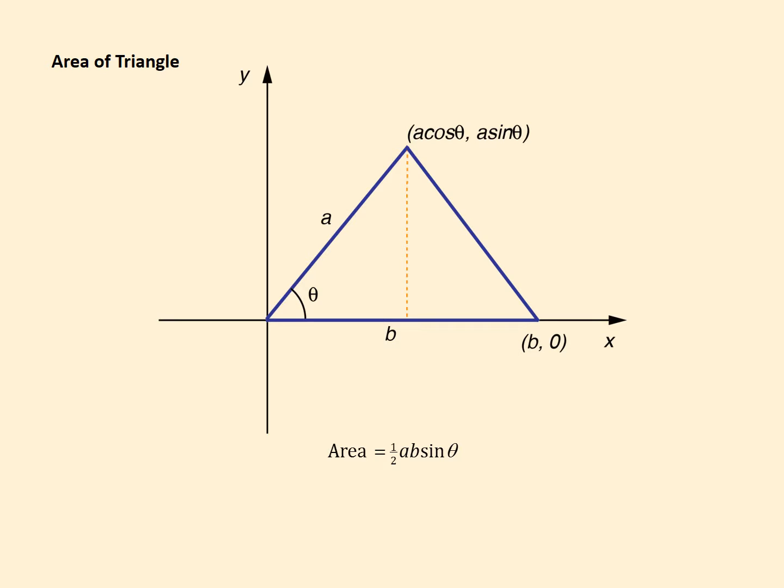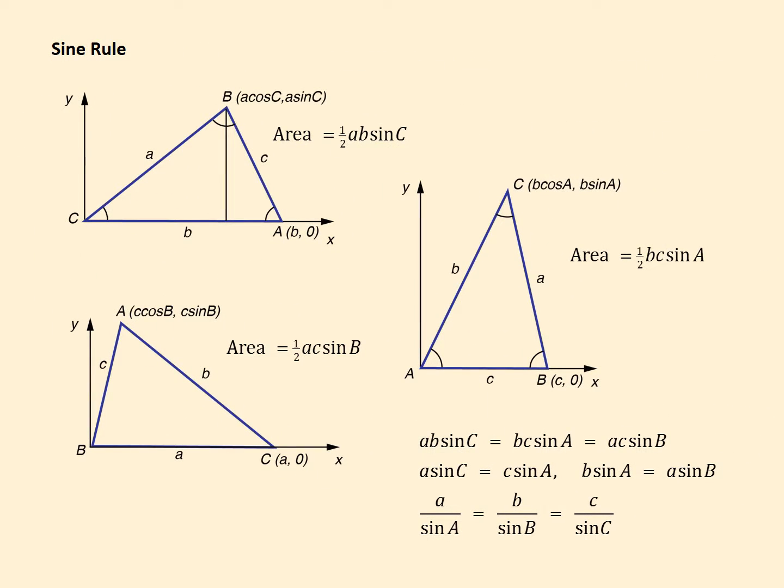And we can also use this rule, product of the means minus the product of the extremes, to establish the sine rule. And here this looks a little bit complicated, but in fact it's just one triangle rotated into three positions. In the first diagram, we have the triangle with C at the origin, A on the x-axis and B up there. The coordinates of B are (a cos C, a sin C). And from those coordinates, using the rule for area of triangle, we've got that the area is a half AB sine C.